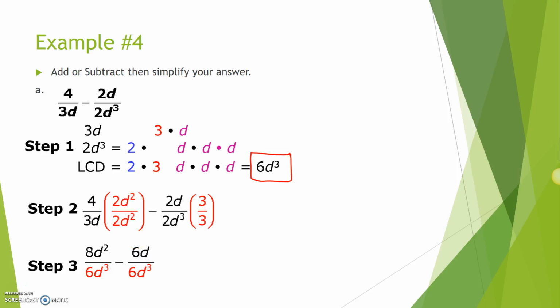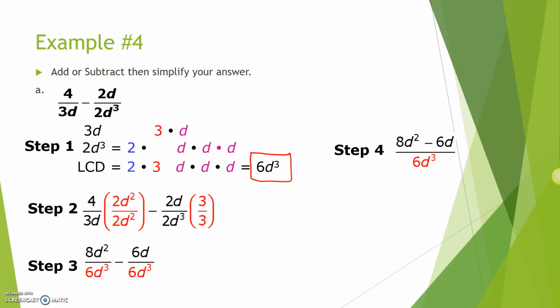Now that we have our common denominators, our fourth step is we're going to now subtract. So as I was mentioning, we're going to subtract our numerators, having our common denominators. We can't necessarily subtract 8d squared minus 6d, so we're going to leave the numerator as 8d squared minus 6d over that common denominator, 6d to the third.